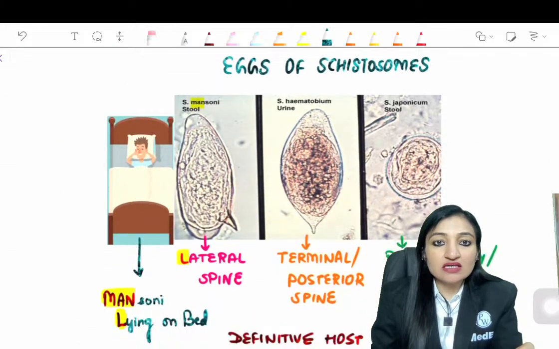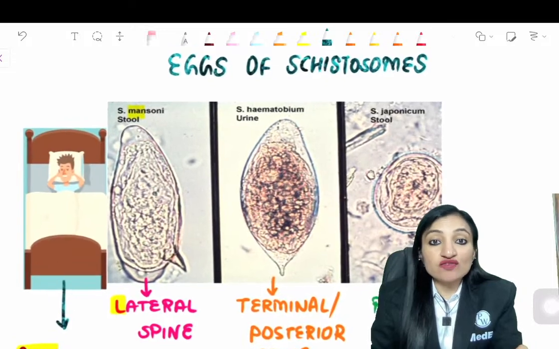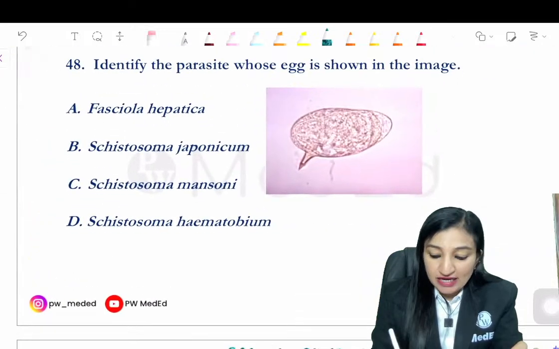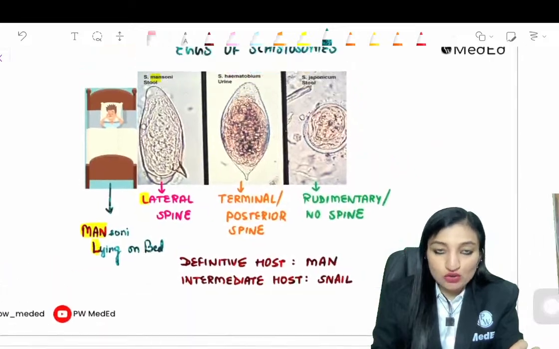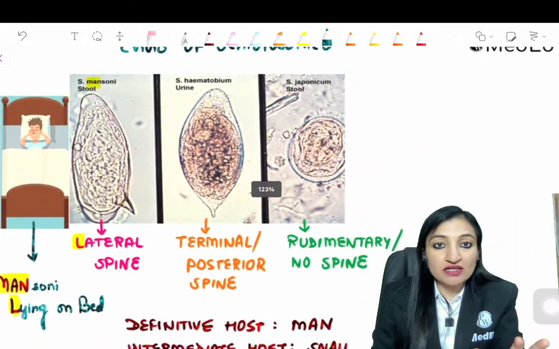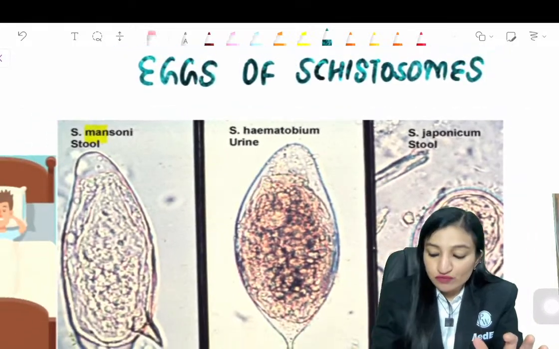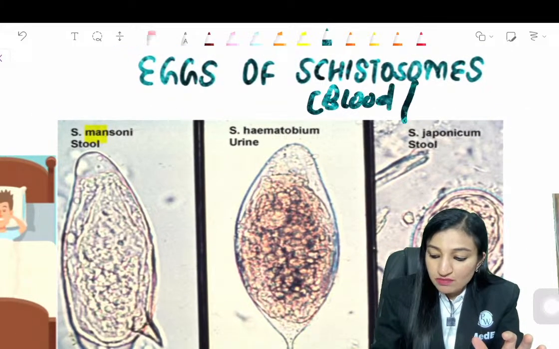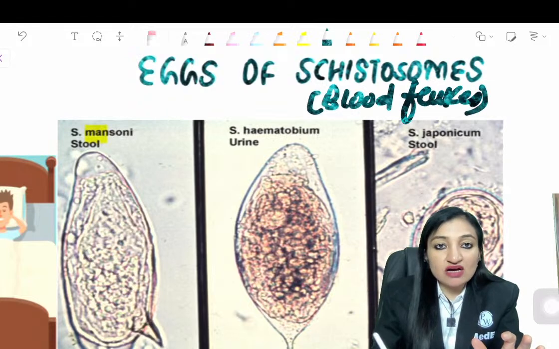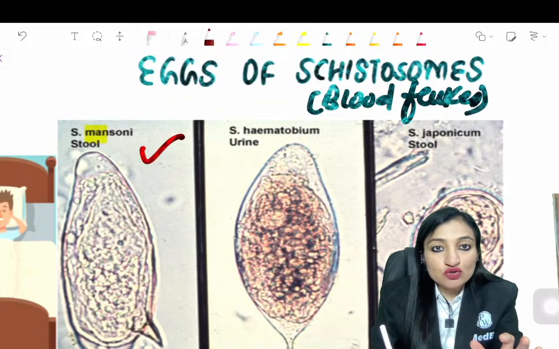Now have a look at this. I've put up a picture of the eggs of schistosomes. It is not Fasciola hepatica at all. So important, the eggs of schistosomes are very, very important. The three important pathogenic species of schistosomes are nothing but the blood flukes. So the important species we have are Schistosoma mansoni.